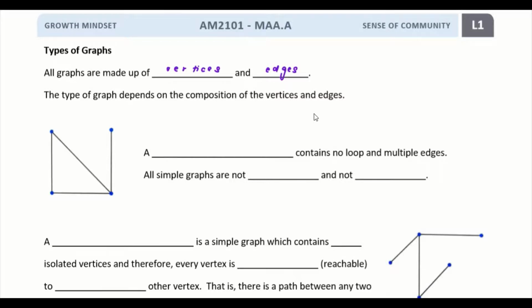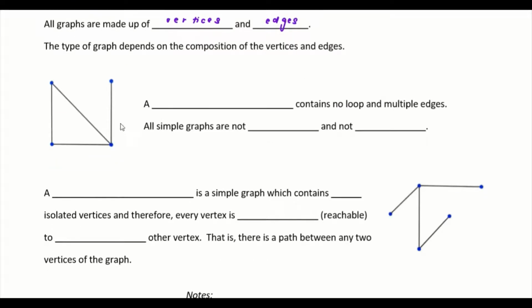Okay, so let's start with the basic type first. As you can see, this is a graph that has no loop and no multiple edges. So this graph is called a simple graph. A simple graph contains no loop and no multiple edges. You can see it's always straight edges connecting all the points here. If I try to add one more edge here, then this will become a multiple edge.